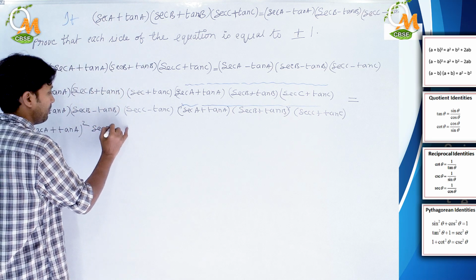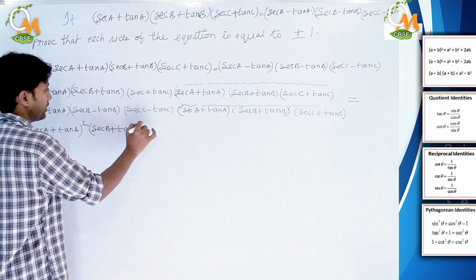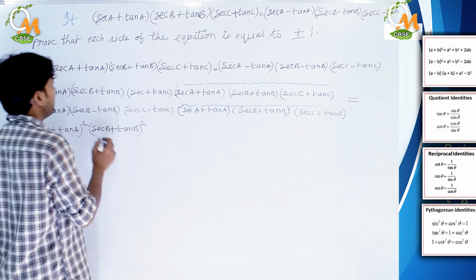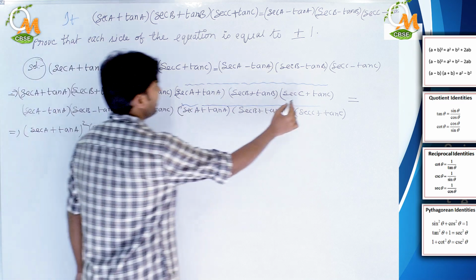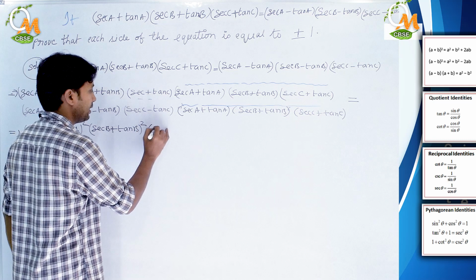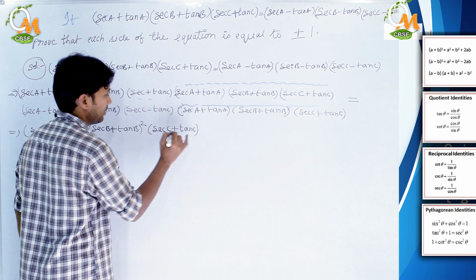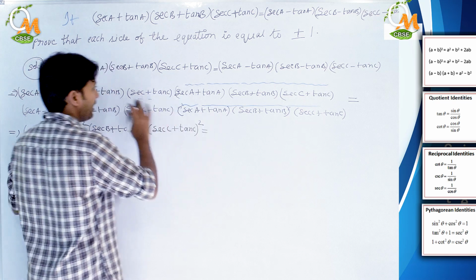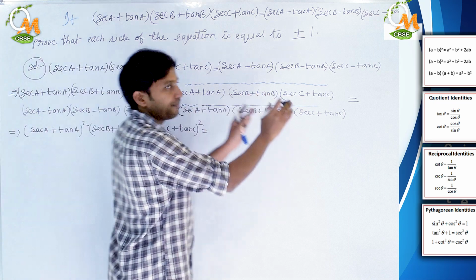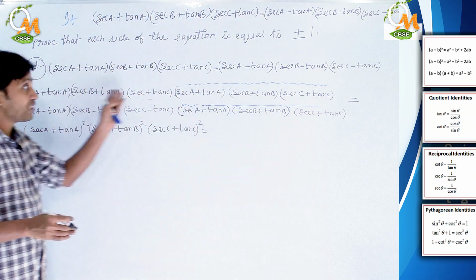Secant B plus tan B, for this also whole square. Similarly, secant C plus tan C is also multiplied twice, so we can write secant C plus tan C whole square. Okay, the LHS part is somehow settled.